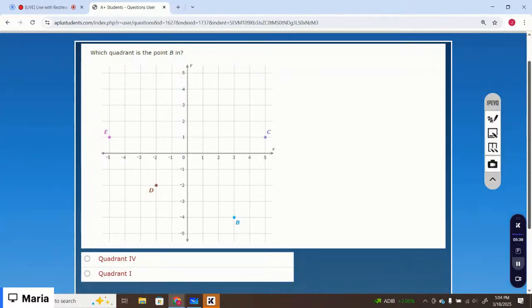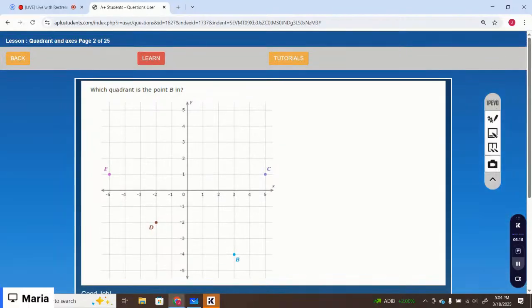Which quadrant is the point B in? So which is the correct option? Point B is in which quadrant? Point B is in 1, 2, 3, 4. That is in quadrant 4. Option number 1 is the correct option.